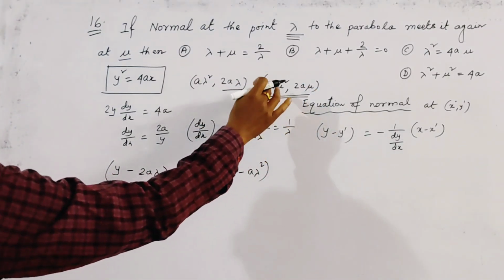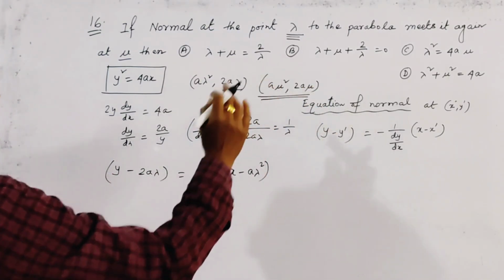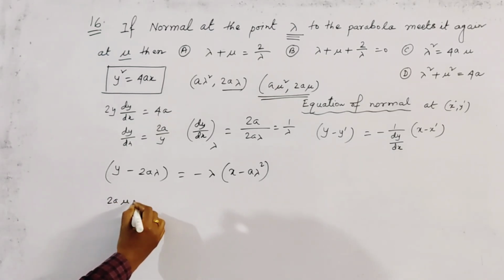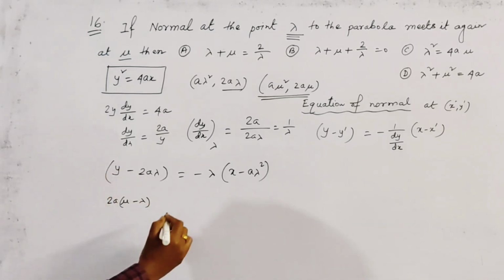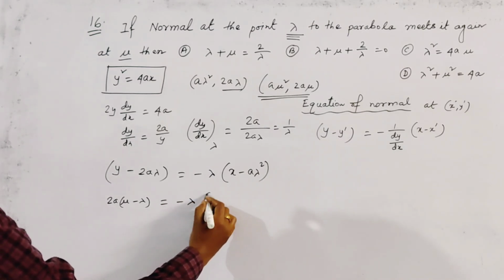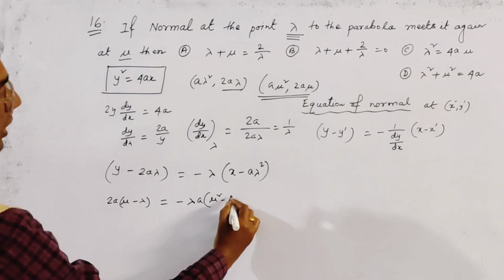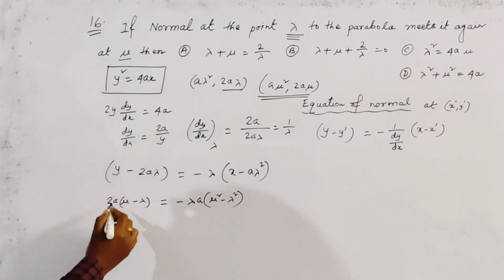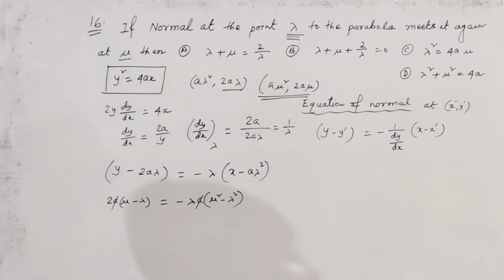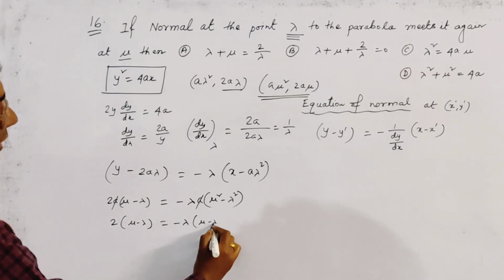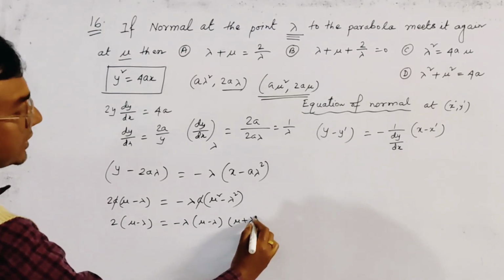And it again passes through this point. So we put the value of (a mu square, 2a mu), and get the result as 2a into (mu minus lambda), taking 2a common, equal to minus lambda into a (mu square minus lambda square), taking a common. Cancel out a from both sides, and 2 into (mu minus lambda) equals minus lambda into (mu minus lambda) into (mu plus lambda).